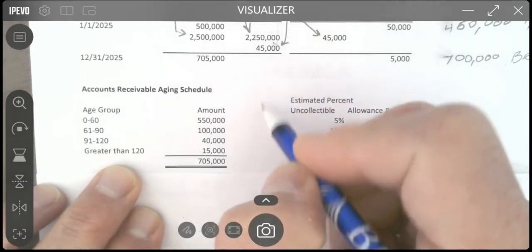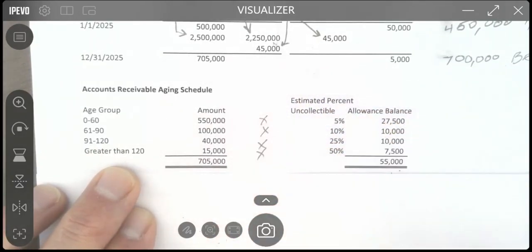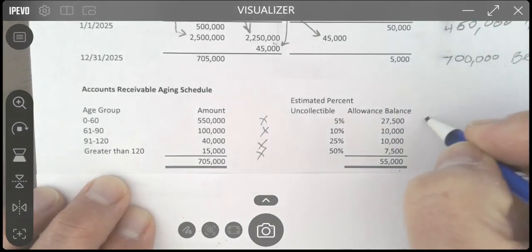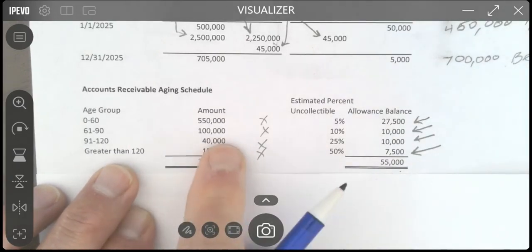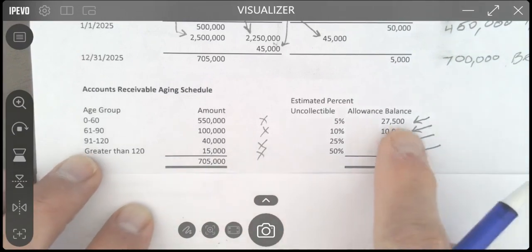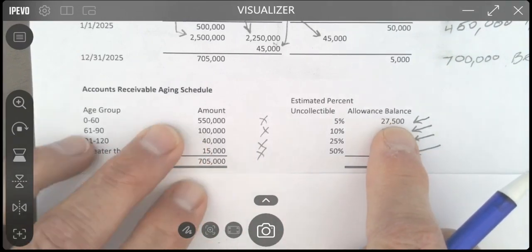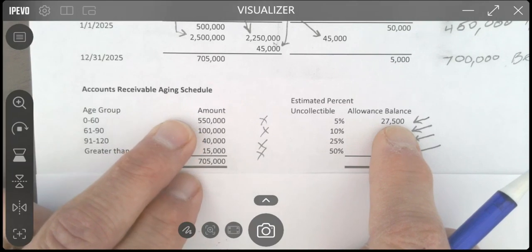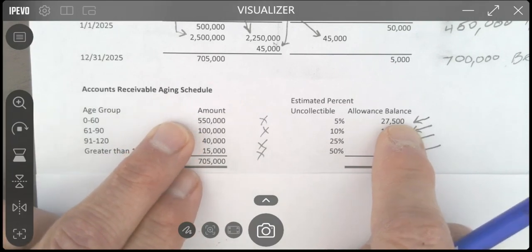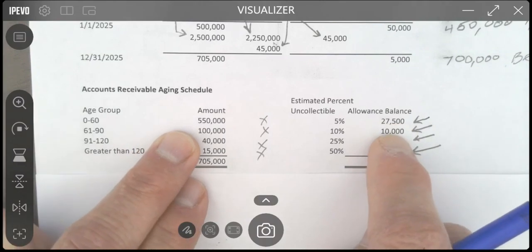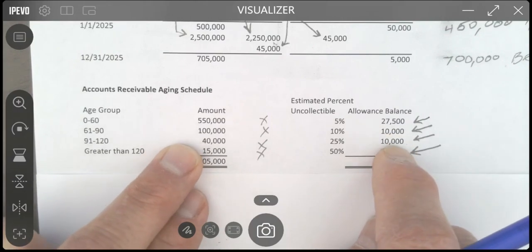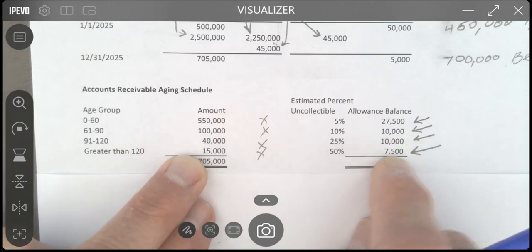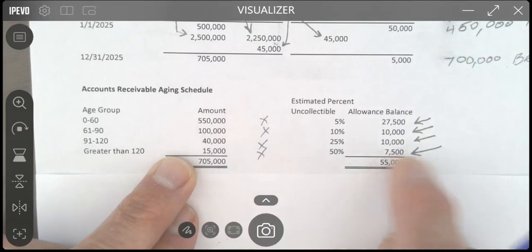So we use these percentages, with a little times mark there, to get our estimate of uncollectible from each time aging pool. 27,500 of the 550,000 receivables only outstanding for 1 or 2 months will prove uncollectible. 10,000 of the 2 to 3 month old will prove uncollectible. 10,000 of the 40,000 in the over 3 months but less than 4 months, and then 7,500 of the 15,000 in the over 4 month aging category.